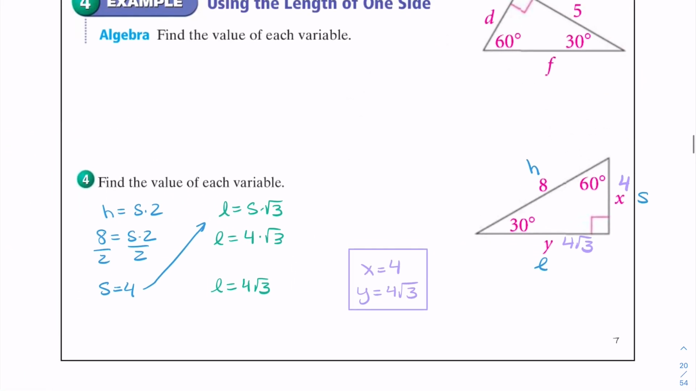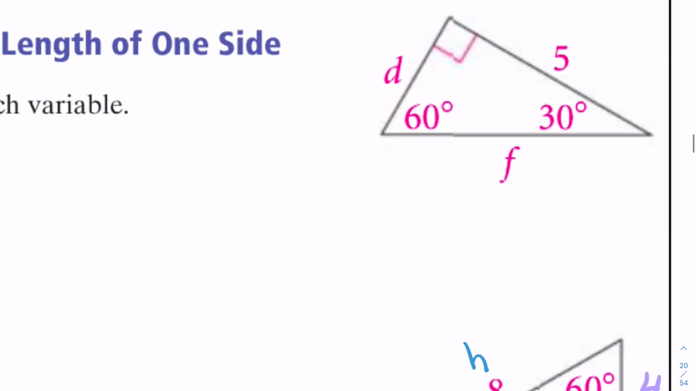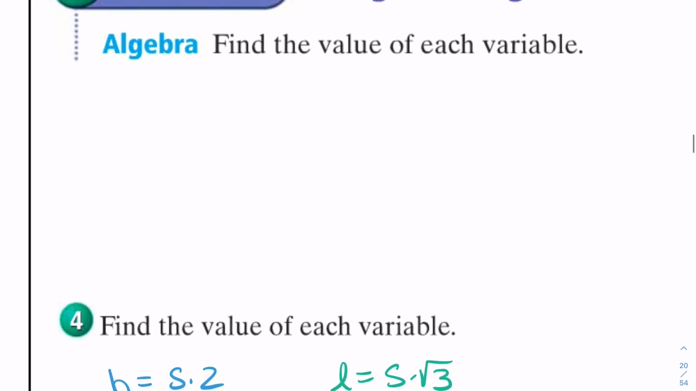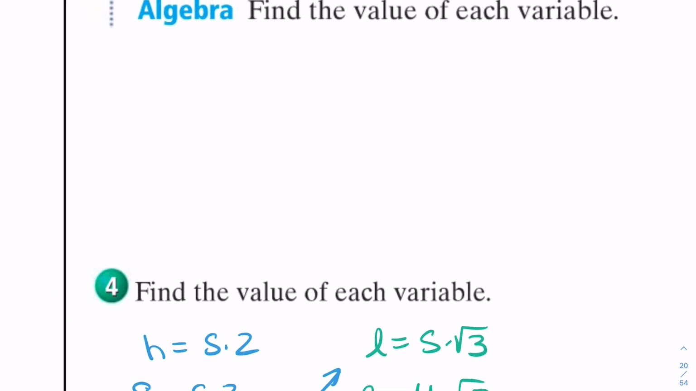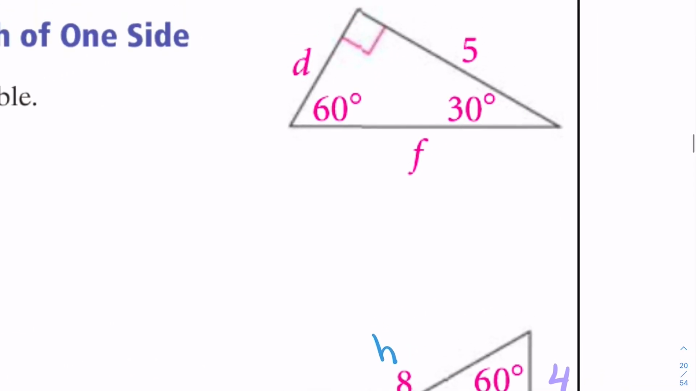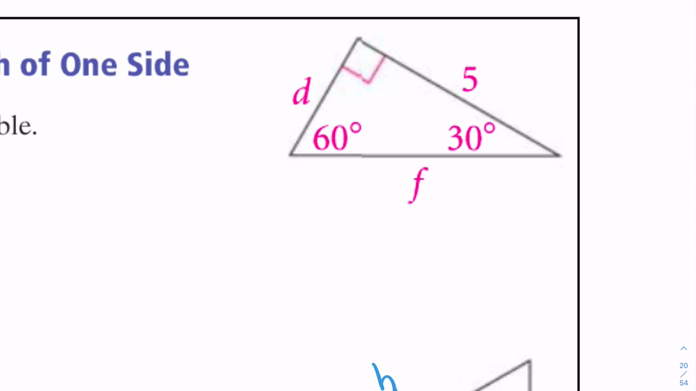All right, this first one is a little bit more difficult because you're given what's opposite the 60. So we are going to do h equals s times 2 and L equals s times the square root of 3. We've got to find out which one we're given. My short leg is opposite the 30, here's the hypotenuse, and we're given the long leg, which is 5.